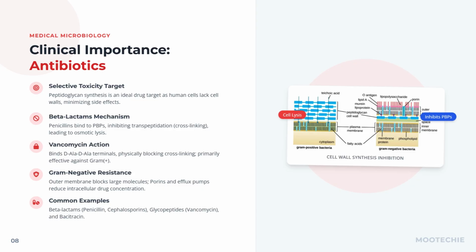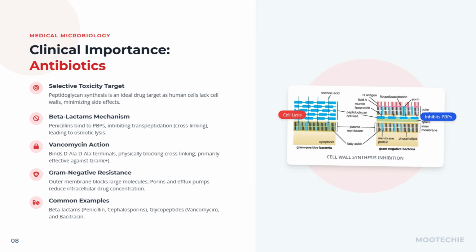Beta-lactams mechanism. Penicillins bind to PBPs, inhibiting transpeptidation, or cross-linking, leading to osmotic lysis. Drugs like penicillin jam the transpeptidase enzymes, the ones that stitch the wall together. The bacterium tries to grow but can't make a strong wall, so it bursts from osmotic pressure.